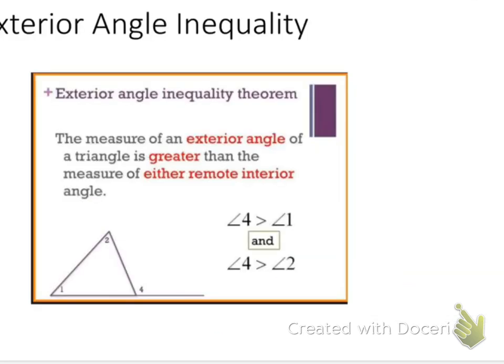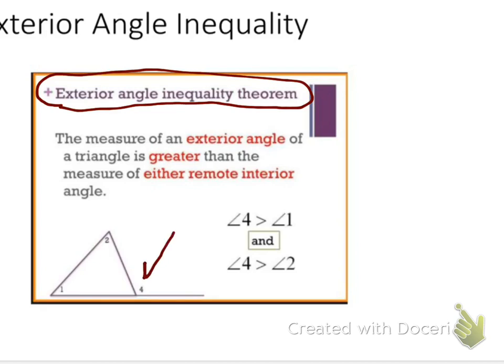All right, so this should be saying exterior angle inequality. I cut off the E there. But in this slide, we're going to continue our discussion of exterior and interior remote angles. If I look at this triangle and extend the bottom part of the triangle, you end up forming an exterior angle. The exterior angle is angle number 4.